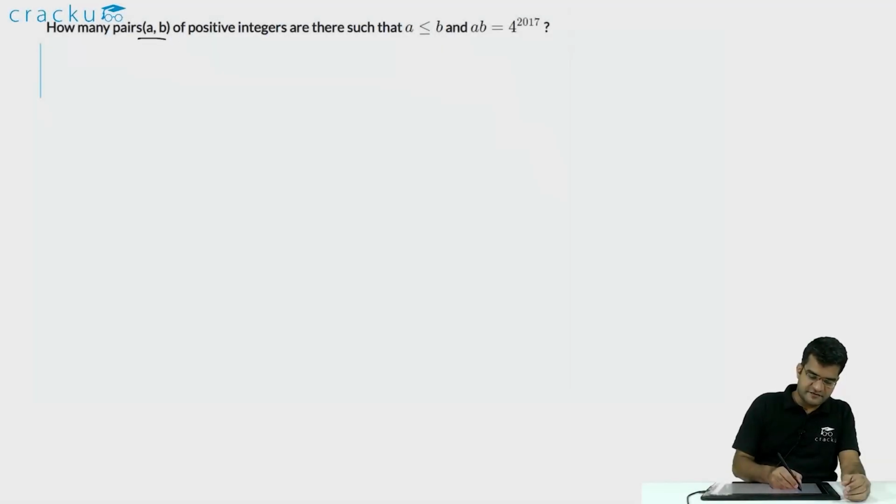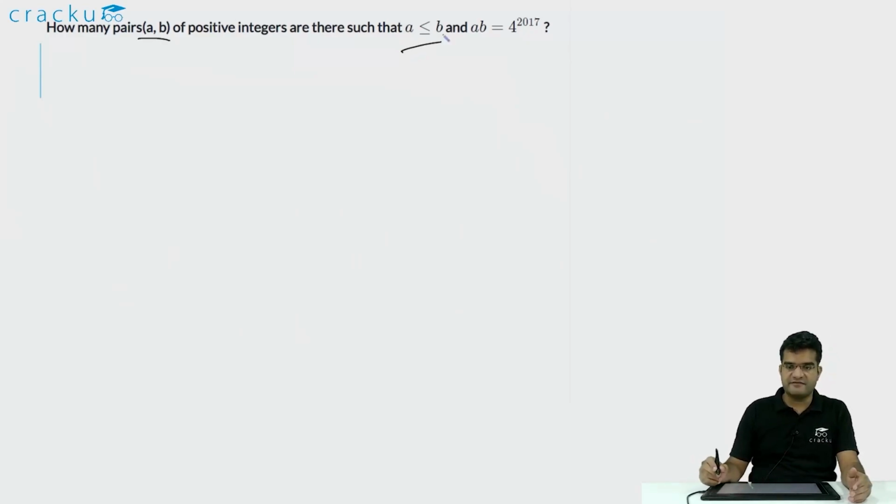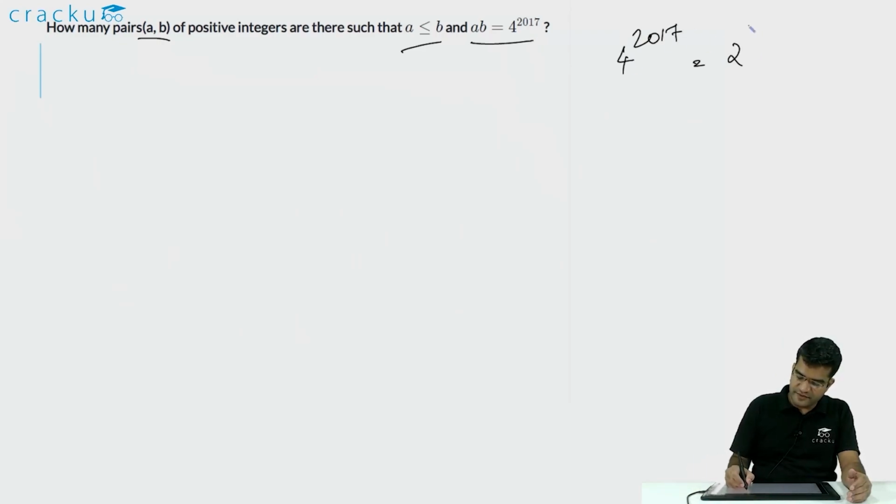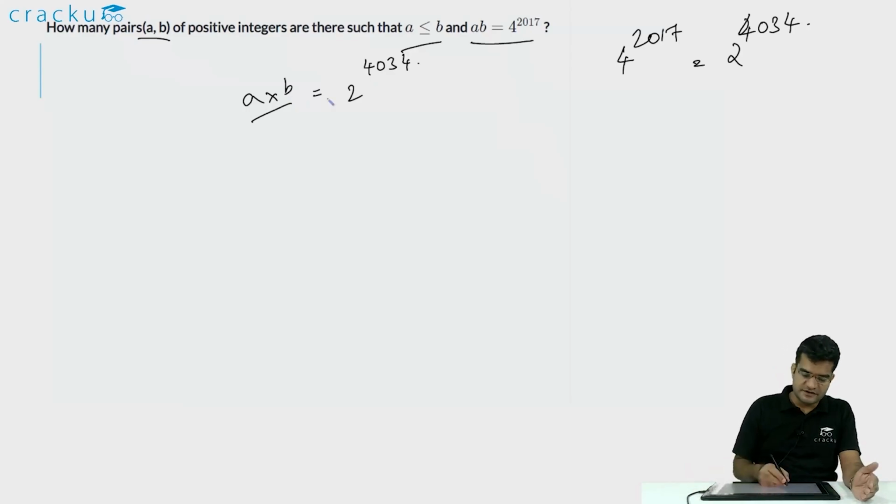In this question, we are asked to find out the number of pairs of integers a and b such that a is less than or equal to b and a into b is equal to 4 to the power 2017. 4 to the power 2017 is equal to 2 to the power 4034. Now, we have two integers a and b such that their product is equal to 2 to the power 4034. Therefore, both a and b should be powers of 2. So, let us assume that a is equal to 2 to the power x and b is equal to 2 to the power y.